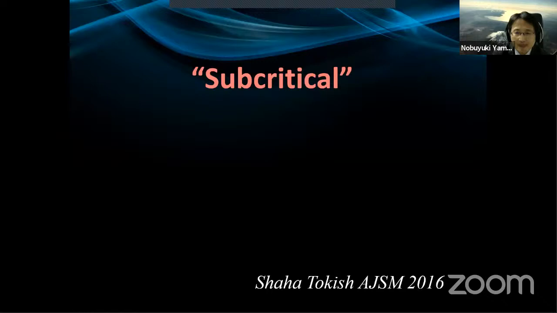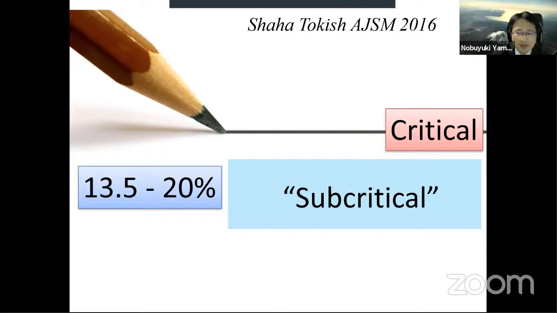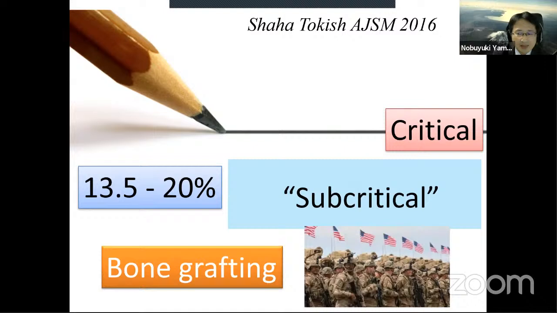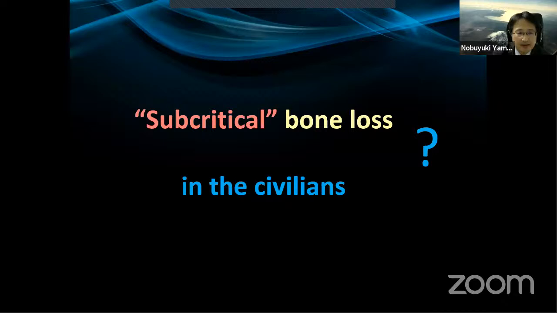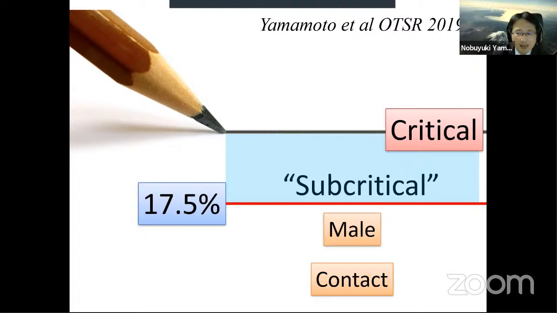The definition by the Turkish group: no dislocation, but a clinical decrease in QOL. They reported that 30.5% to 20% is subcritical bone loss. They concluded that for this size of defect, bone grafting should be performed. But all the subjects were army personnel in their study. So the next question was, how about subcritical bone loss in civilians? Our data indicated 17.5% is subcritical bone loss, and male sex and contact athletes are risk factors.